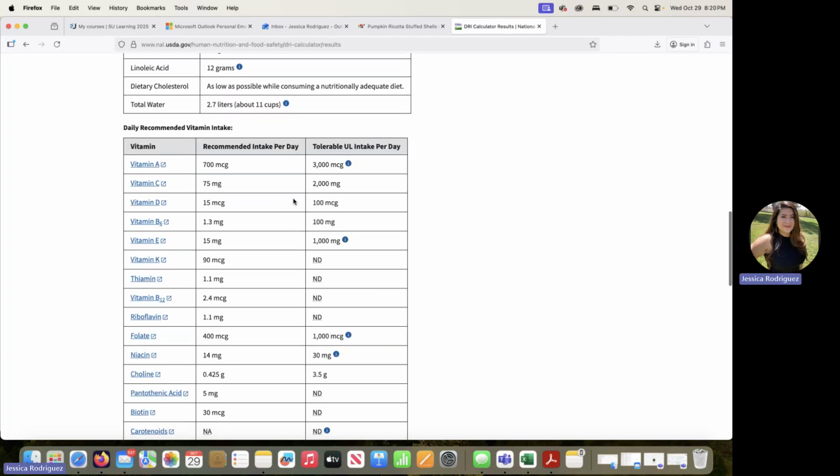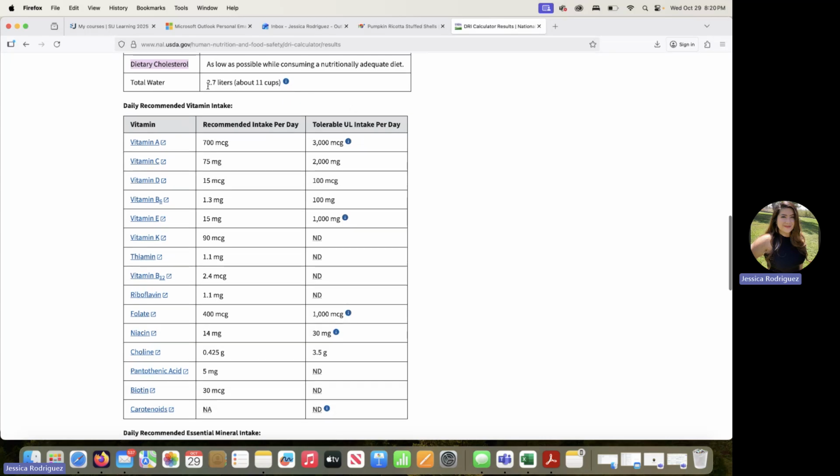Something that I really appreciate is that there's a lot of people that always ask, well, how much water intake do I need on a daily basis? Well, guess what? This website will go ahead and provide that information for you. So here you will be scrolling down and seeing here that my total water, the amount that I do need, is about 11 cups per day, which is equal to an estimated 2.7 liters per day.